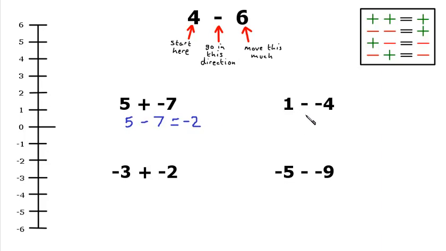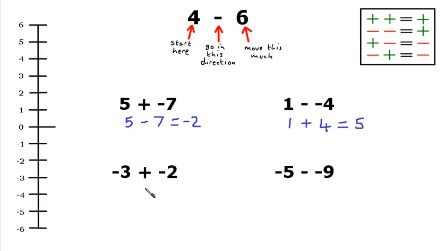Over here, this time we've got two negatives, so that means that's going to be equivalent to a positive. So this is 1 plus 4. Start at 1 on the number line, go up 4, 1, 2, 3, 4. So the answer is 5.